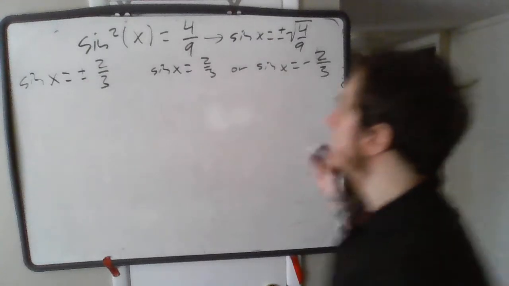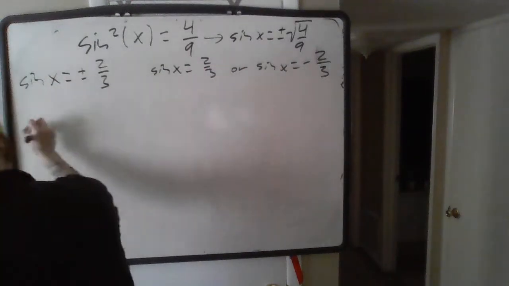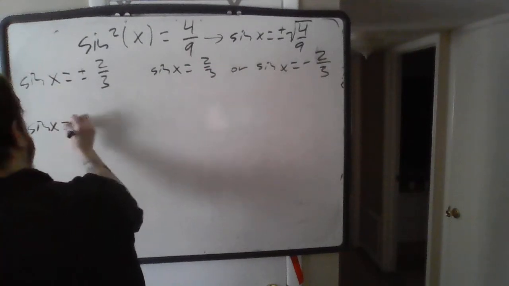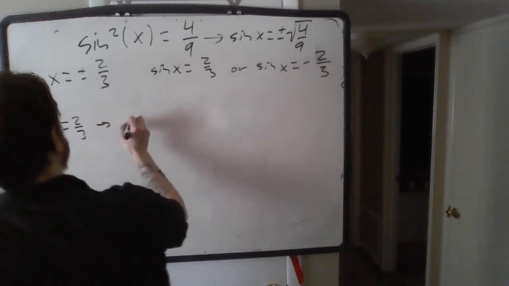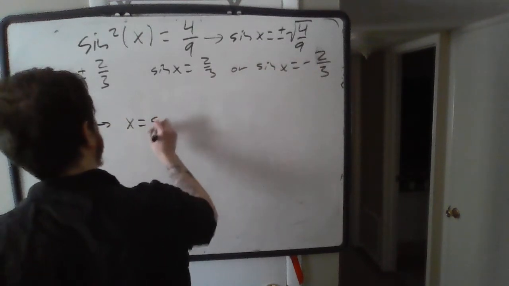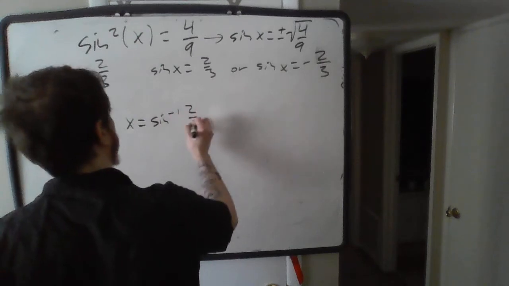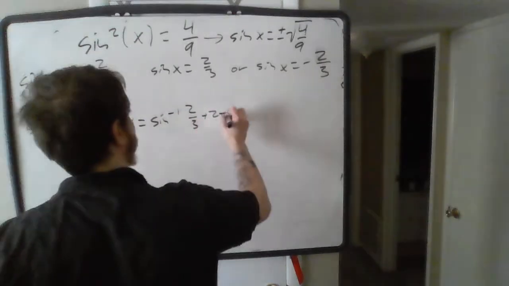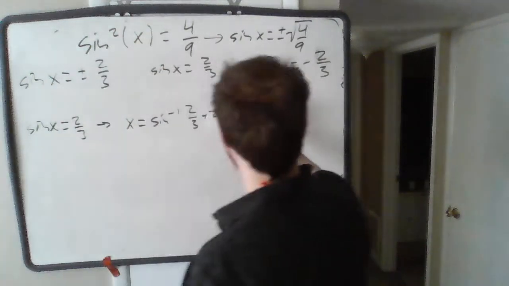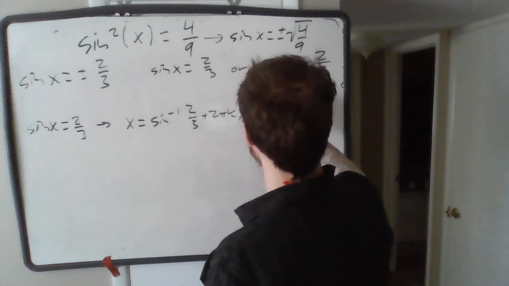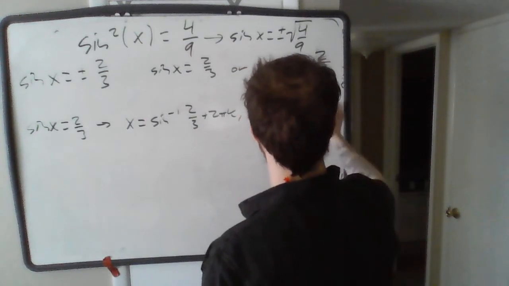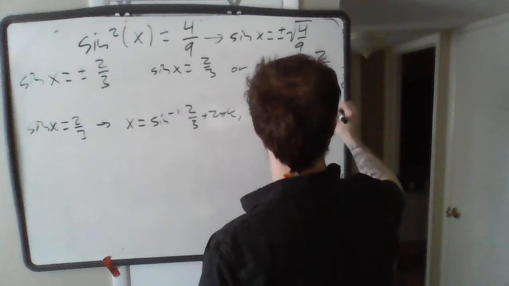We're able to do it. So sine x equals 2/3. This is going to have the solutions x is equal to sine inverse of 2/3 plus 2 pi k, or pi minus sine inverse of 2/3 plus 2 pi k.